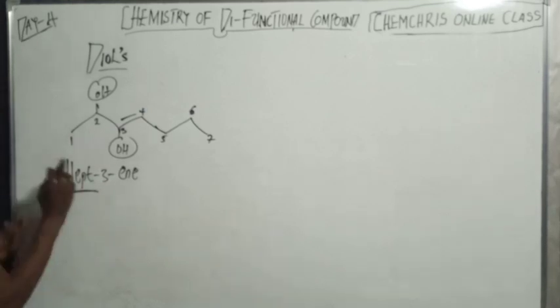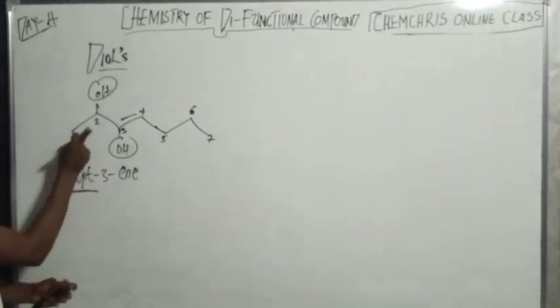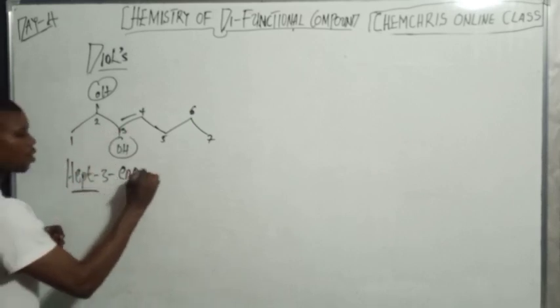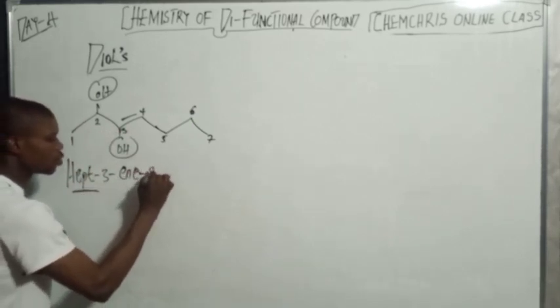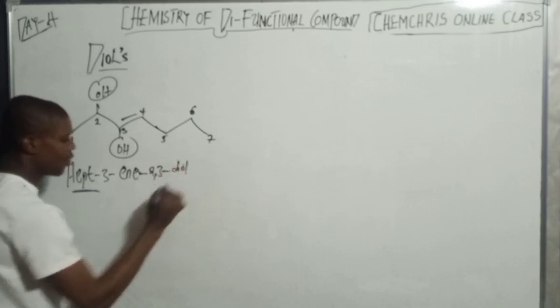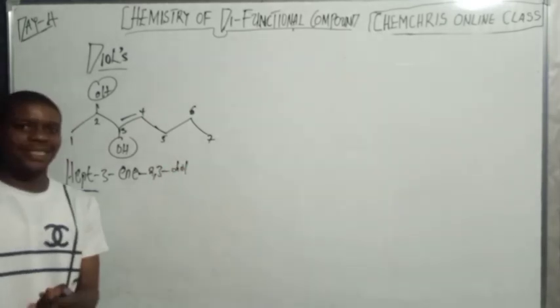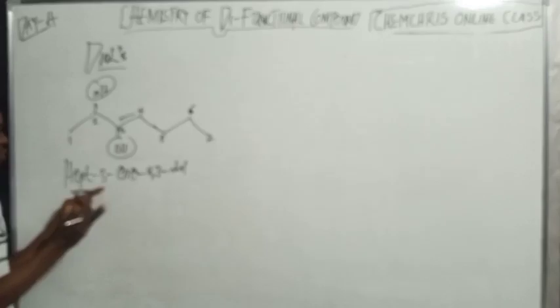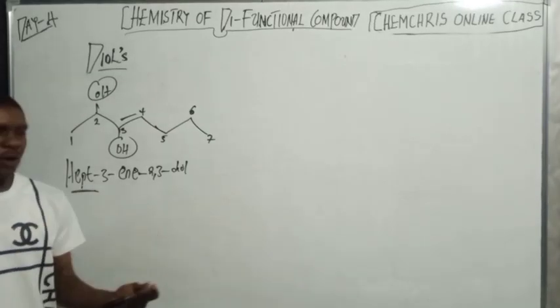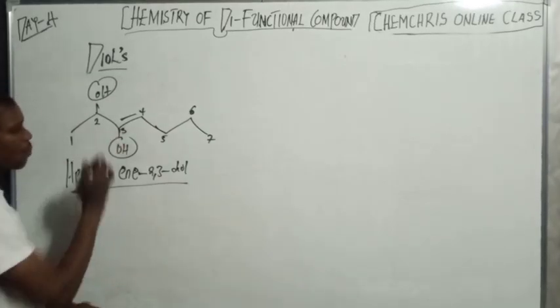Then for the 2 OH groups, here we have position 2 and position 3. So it's going to be 2,3-diol. You can say it as it is: heptane-3-ene-2,3-diol. That is the name of this compound.